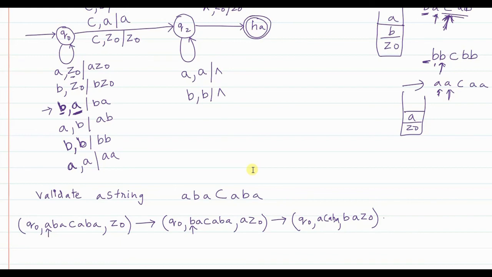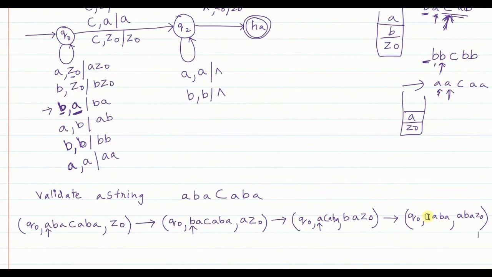Fine. Then when the next A is encountered, again you are going to push this onto the stack. So you will remain in the same state Q0. After pushing A onto the stack, what remains is CABA, and at this moment what will be there in the stack is ABAZ0. All this while you are in Q0.